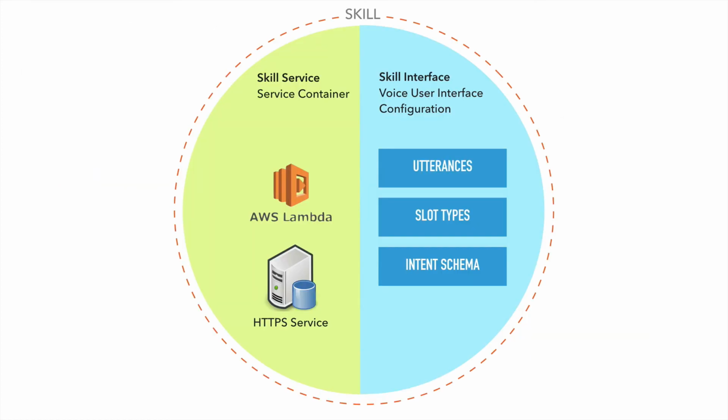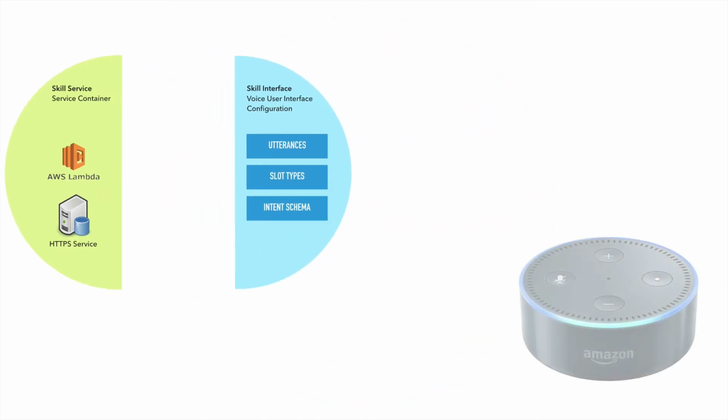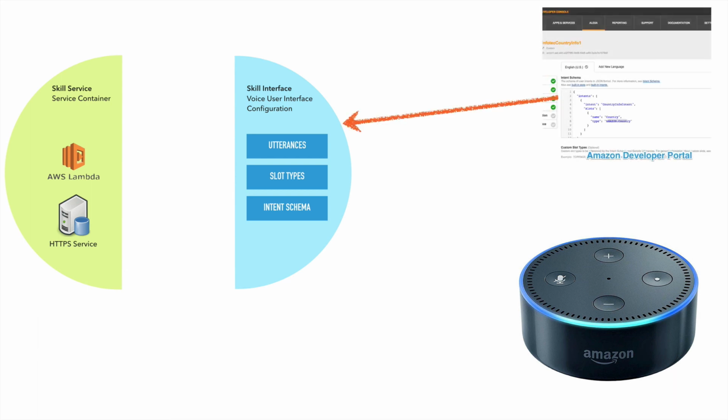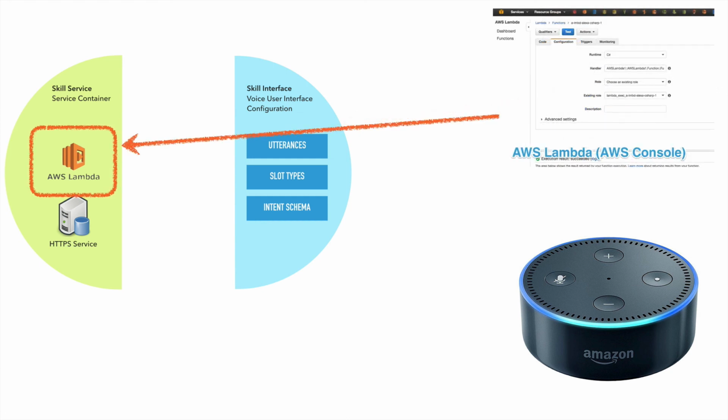We mentioned earlier that a skill is broken into two parts. Let's break those apart and talk about what they are and how you manage them. The skill interface is handled in the Amazon Developer Portal. These are your utterances, your slot types, and intent schema. And your skill service is handled in AWS Lambda or a service somewhere, like Azure Functions, an HTTPS service, somewhere like that. Today we'll be working with AWS Lambda, so we'll be in the AWS console for that part.